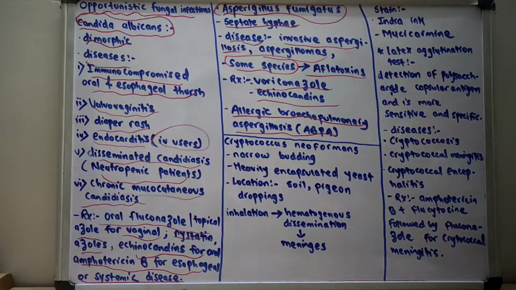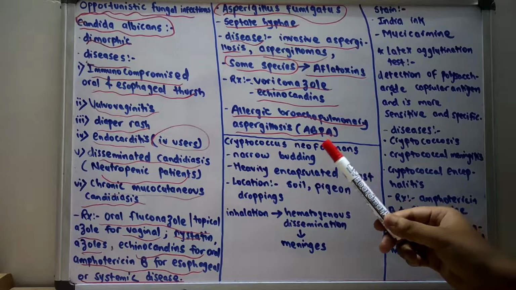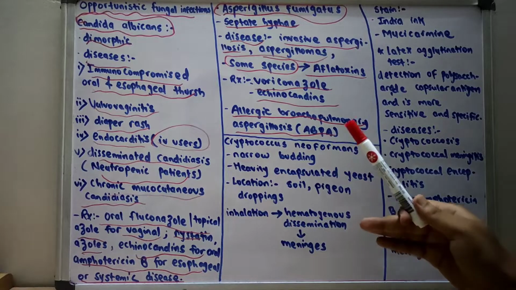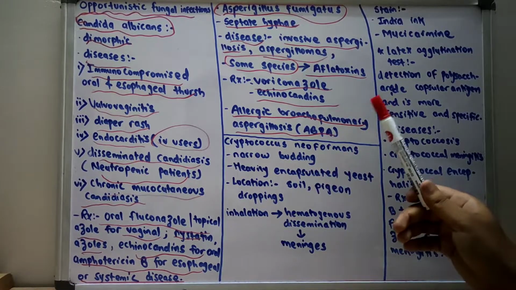Allergic bronchopulmonary aspergillosis means there is a hypersensitivity response to Aspergillus growing in the lung mucus, and it is associated with asthma and cystic fibrosis, and it may also cause bronchiectasis and eosinophilia.